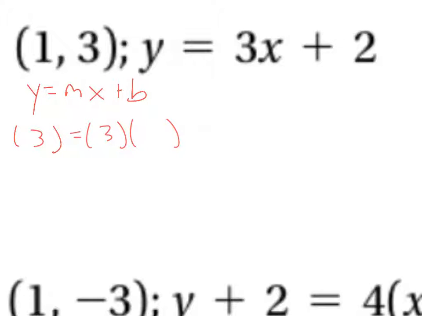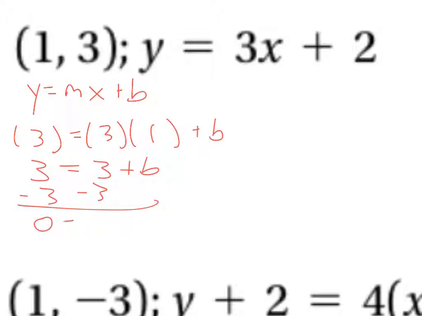And we're going to use the x-coordinate of the point they gave us for x. They gave us the point 1, 3, so we're going to use 1 for x. And then, of course, plus b, because what we're doing here is trying to find out what b is. 3 times 1 is 3, plus b. And when we subtract 3 from both sides, we find out that b is equal to 0.